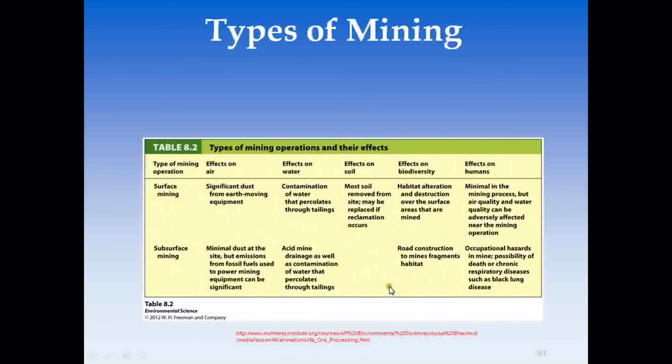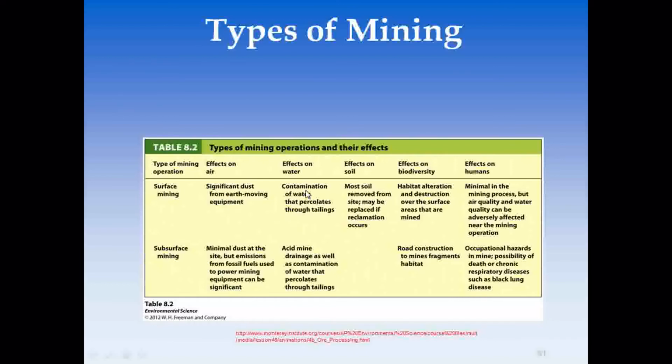This table's in your book also. It shows you all of the different problems that are associated with the two major types of mining, surface and subsurface. Minimal dust at the site for subsurface, but there are emissions from fossil fuels because of all the equipment that has to be used to dig. Lots of dust and earth moving equipment here with surface mining. And of course, all of that overburden has to go somewhere. It has to be dealt with. We'll talk about how they deal with it a little bit later.